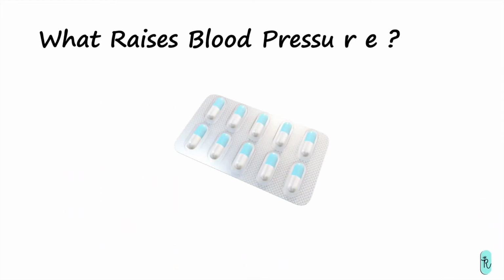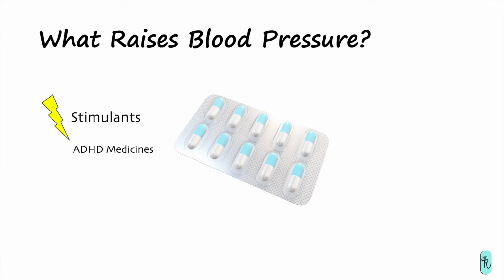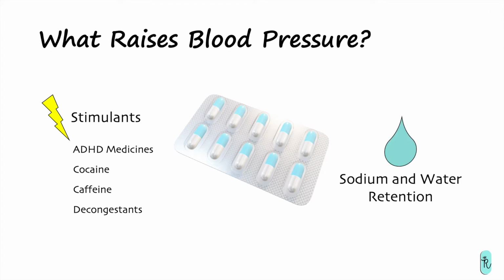As pharmacists, it is always important to look for drugs that can raise blood pressure. Stimulants are a major class of drugs that can increase blood pressure. This class includes ADHD medicines, including methylphenidate and amphetamine salts, cocaine, caffeine, one of my faves, and decongestants like phenylephrine and pseudoephedrine. Remember that sodium and water retention increases blood pressure, and there are drugs that do just that, including nonsteroidal anti-inflammatory drugs or NSAIDs like ibuprofen and naproxen, steroids, and immunosuppressants.